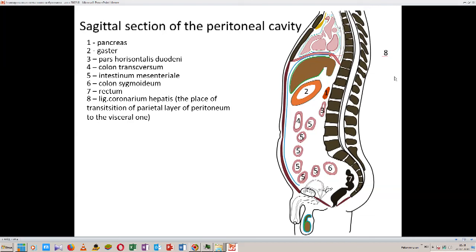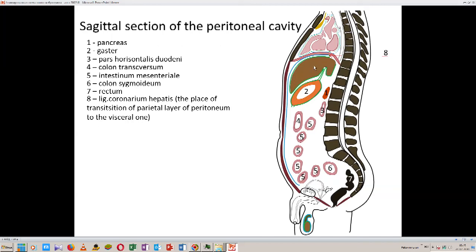And I'd like you to distinguish that from porta hepatis. Two sheets together come to the gaster. From porta hepatis, two visceral layers perform so named omentum minus.